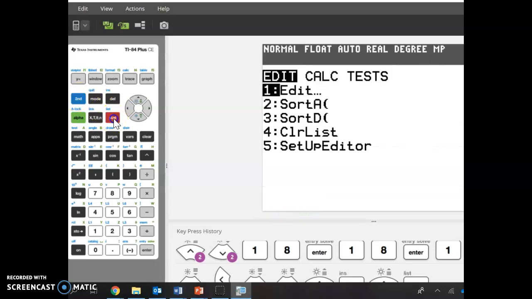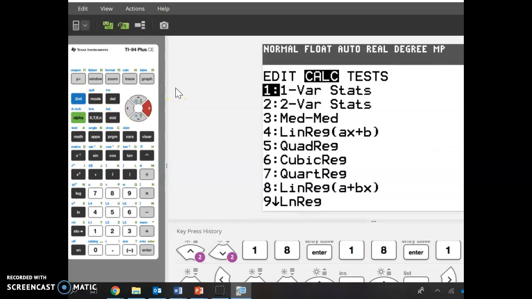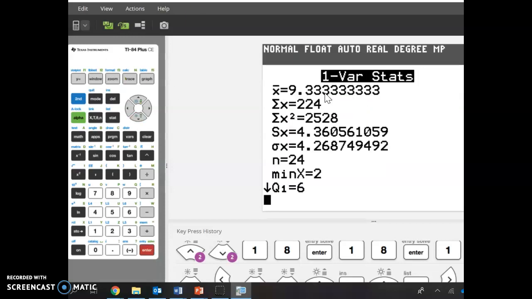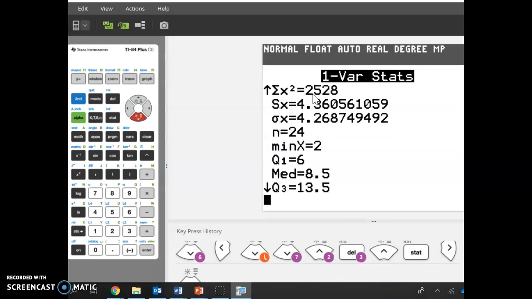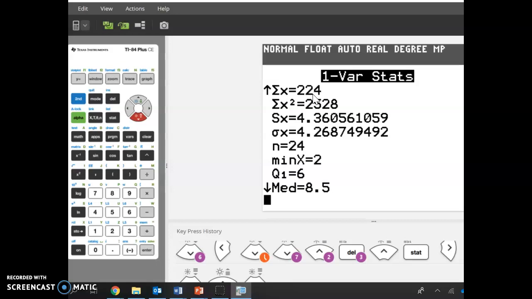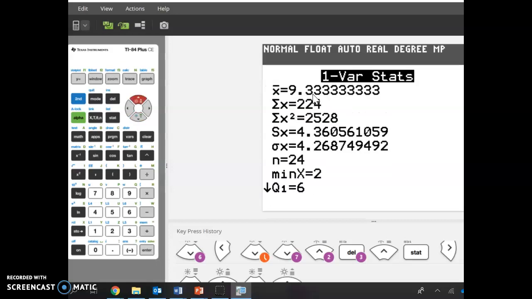And then all you do is stat, calc, 1 var stat. It's still list 2. Calculate it. And then you can see there's your new mean. So you trim the mean, and now it's 9.33. And I like to compare the median and the mean. So the median is 8.5. The mean is 9.3 repeating. So that is how you trim a mean. You can do it by hand, or you can use a calculator. If you have questions, let me know.